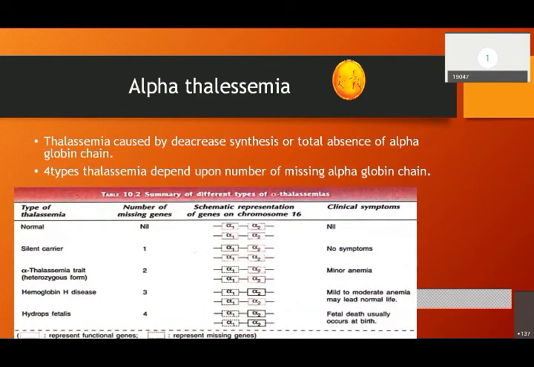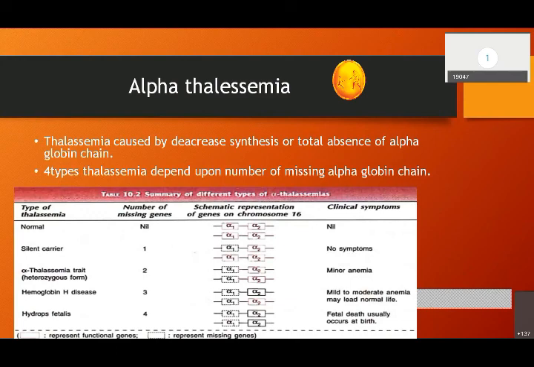So first see the alpha thalassemia. In alpha thalassemia, there is absence of one or more alpha genes. There is a decrease in synthesis or total absence of the alpha globin chain. There are 4 types depending upon the alpha globin genes present or missing.